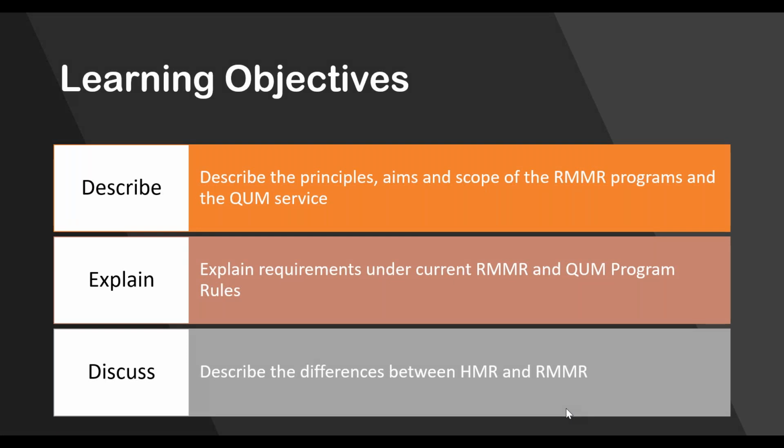So the learning objectives after the webinar: pharmacists will be able to describe the principles, aims and scope of RMMR and QUM, explain the requirements under the current RMMR and QUM rules, and explain the differences between HMR and RMMR.